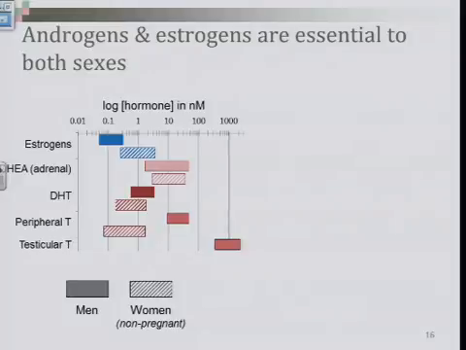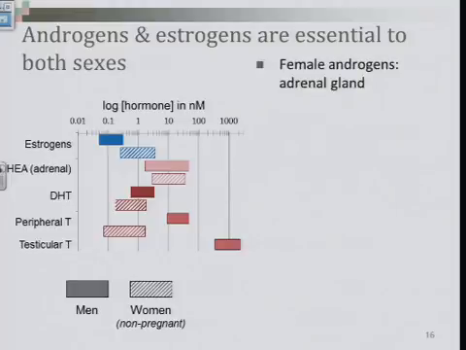DHEA, dihydroepiandrosterone, is at about the same levels in both men and women. There's not as much difference in DHT as you might think, although most DHT doesn't circulate. Peripherally, there's quite a bit more testosterone in men than women. And if you just sample from the testicular vein, you can see you really have a very, very high level of testosterone. This is what's required for gametogenesis.